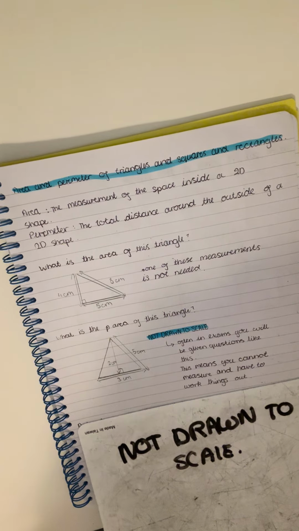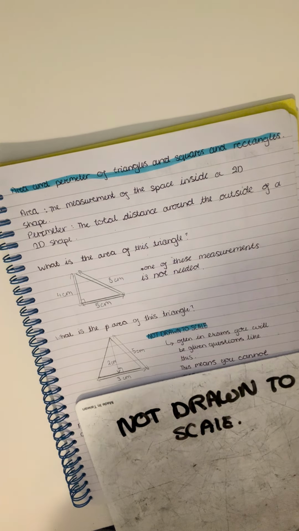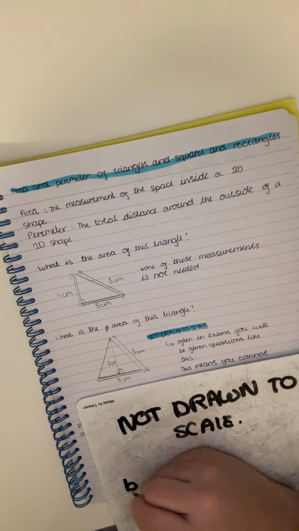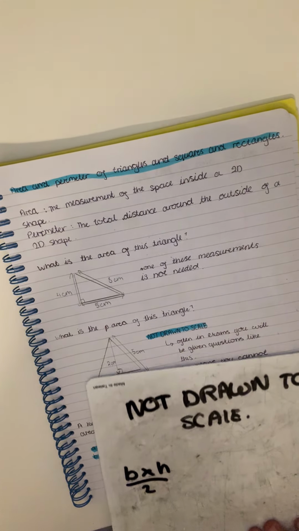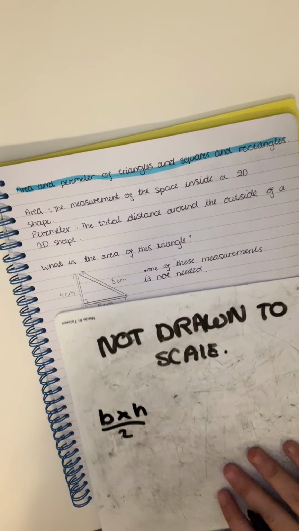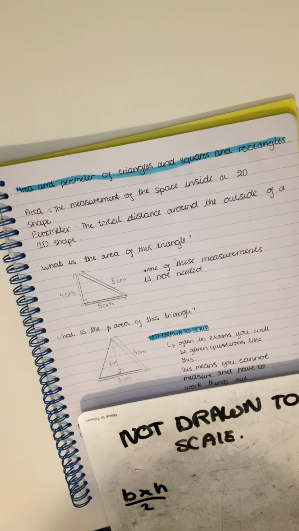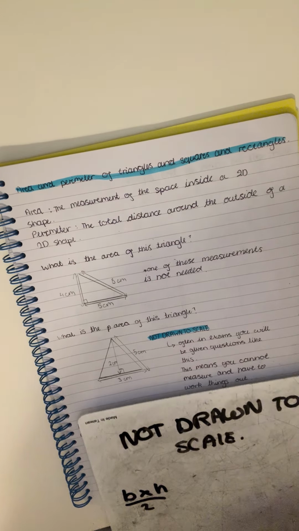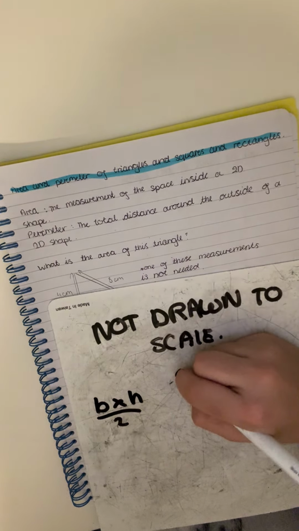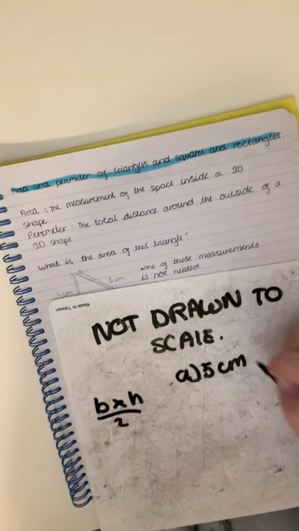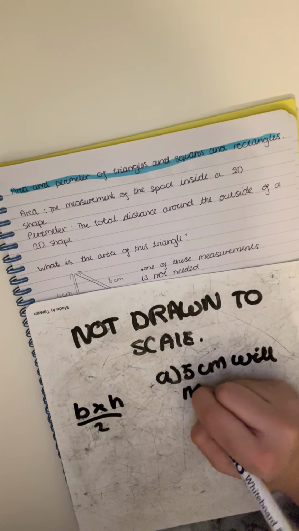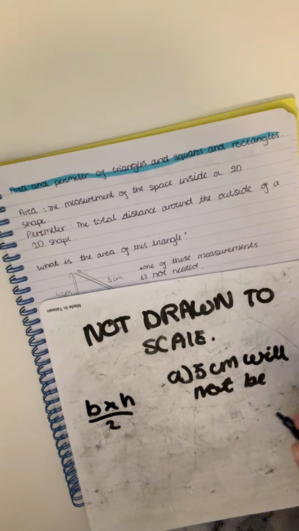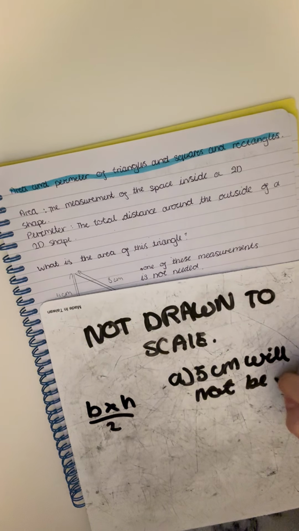Now, often in these style questions, you will have to work things out. Now, using our base times height divided by 2 is the area of a triangle knowledge, I think we can tell what the base and the height would be for this. Hint, it's not 5 centimeters. Let me just make that clear. 5 centimeters will not be used.